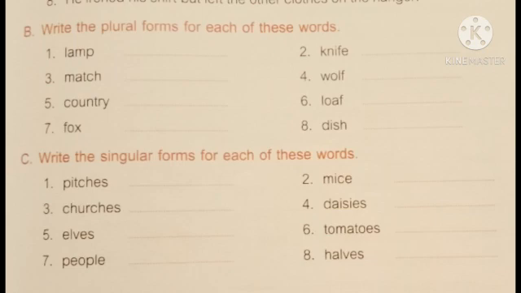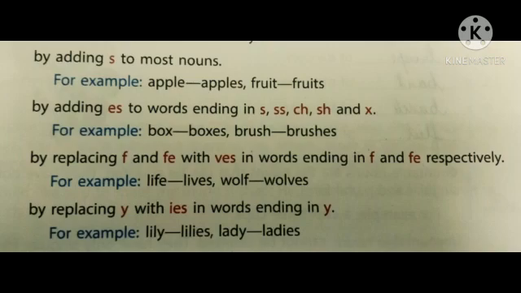Next, B main. Write the plural forms for each of these words. We make plurals in different ways. By adding s to most nouns. For example, apple, apples, fruit, fruits. Then by adding es to words ending in s, ss, ch, sh and x.